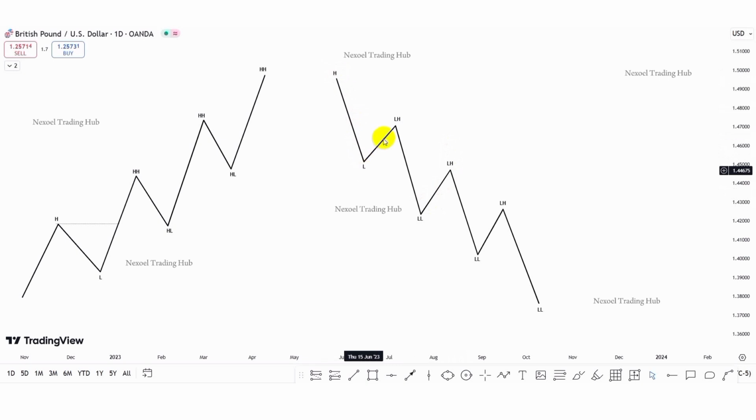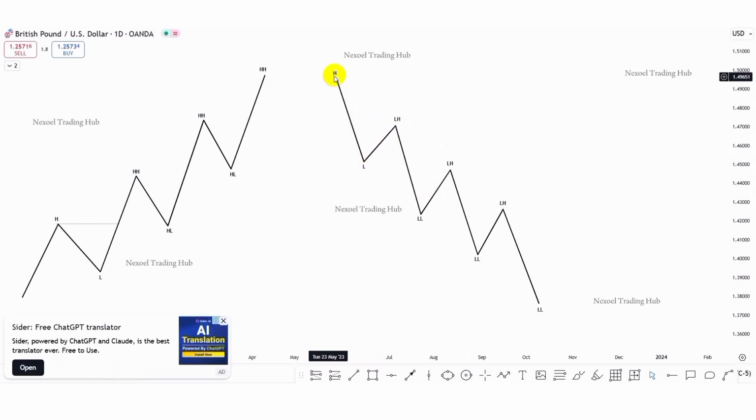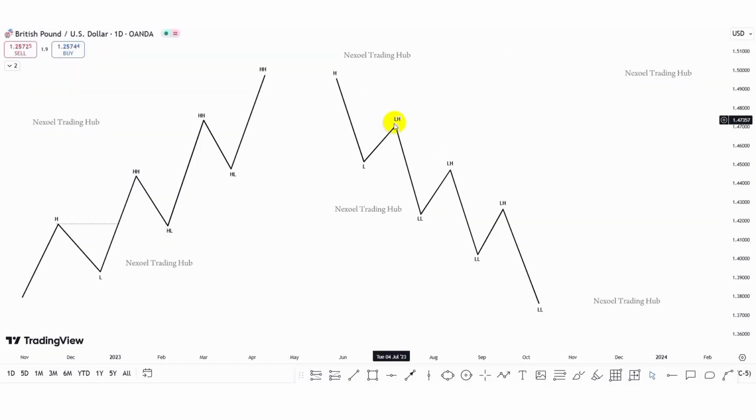Now, this is a lower high because this high point is lower than the previous high point. So the market dropped to the downside and created a new low. This is a lower low because it is lower than the previous low point.